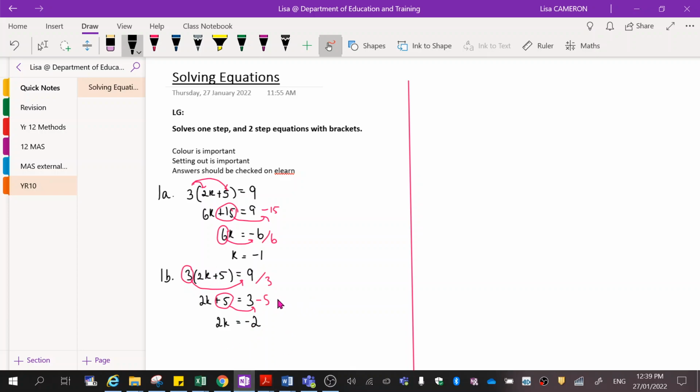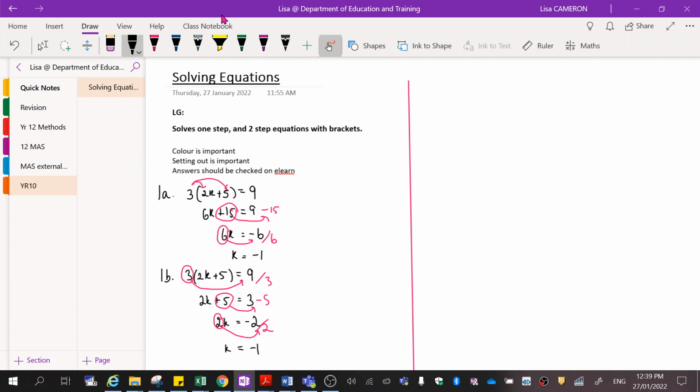Okay, so currently that's what we've got. Next step is to move the 2 to the other side. So take the 2 across. Currently it's 2 times k. So when I take it across, it's going to be negative 2 divided by the 2. So k is equal to negative 1.